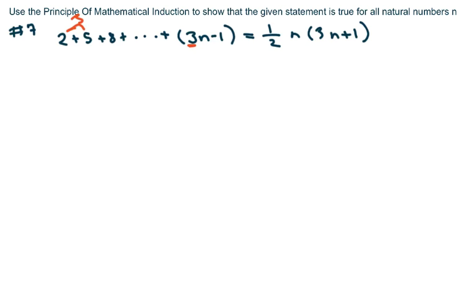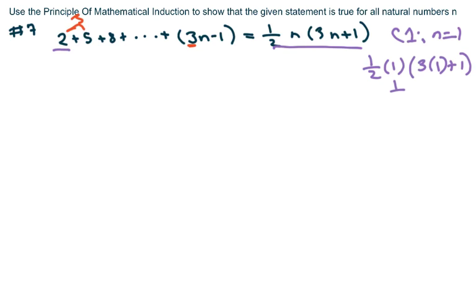So we're going to check for condition 1, and that is when n is 1. Then it should equal 2, our first term. So I'm going to plug in 1 here, get 1/2 times 1 times 3 times 1 plus 1. And that's going to be 1/2 times 3 plus 1 is 4, which equals 2. So that checks.